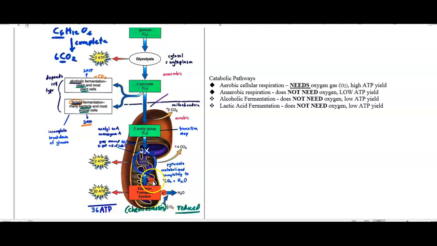So right here, let's look at this very last step. What gas are we breathing in? We are breathing in oxygen. And oxygen is used right here at the very last step. Oxygen is the final electron acceptor. Oxygen is going to get reduced. It's going to gain electrons, hydrogens, and energy. And guess what happens? The oxygen that we breathe in becomes water. Look at that.